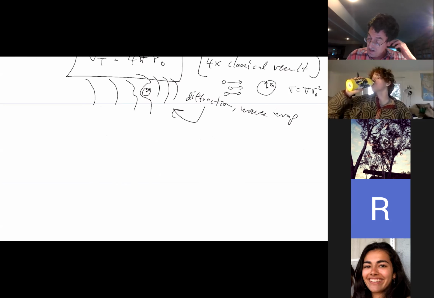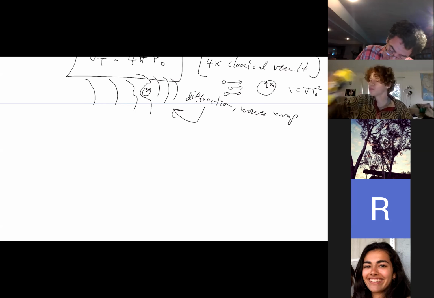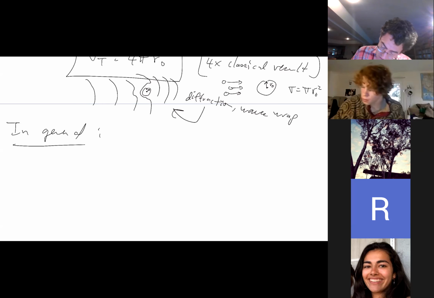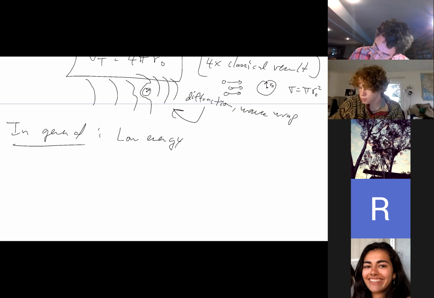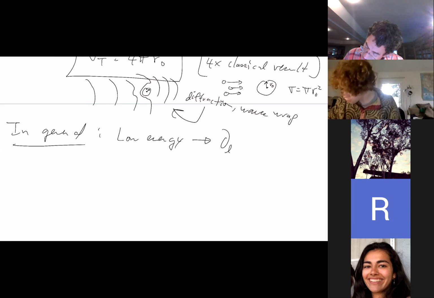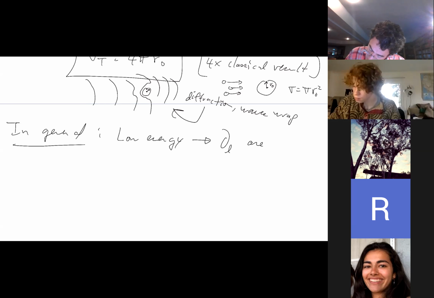Because I just want to say one last thing about this, since we're talking about it, because this is the end of this discussion, but this last point I want to make is that in general, for low energy scattering, the phase shifts are dominated by L equals 0.